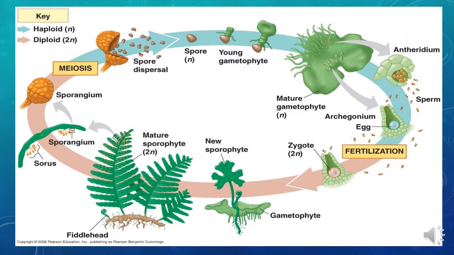Coming to the life cycle of pteridophytes, it starts from the mature sporophyte, which is diploid in nature, and this mature sporophyte gives rise to the sporangia. Sporangia is the structure that bears the spores, and the sorus is the structure which holds the sporangia. This sporangium, on meiosis, gives rise to the haploid spores. The haploid spores, when reaching favorable conditions, germinate into the haploid gametophyte.